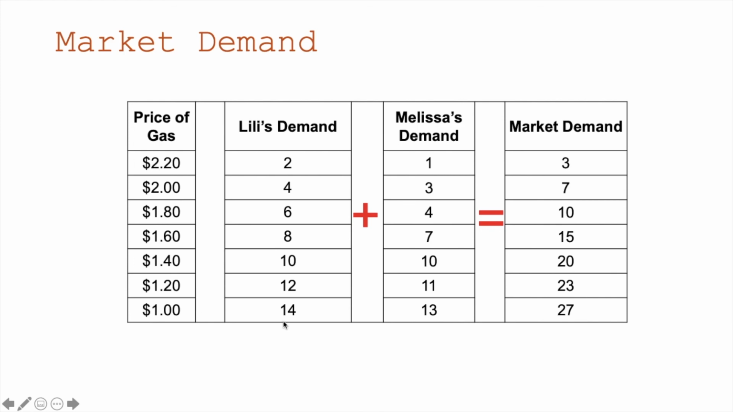At the price $1 per gallon, I'm going to demand a quantity demanded of 14. Melissa's quantity demanded is going to be 13. Add it together, market demand, we get a quantity demanded of 27.